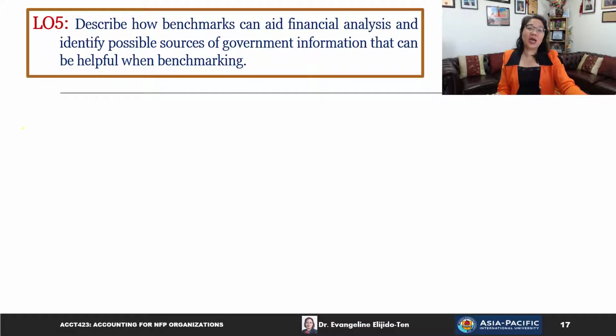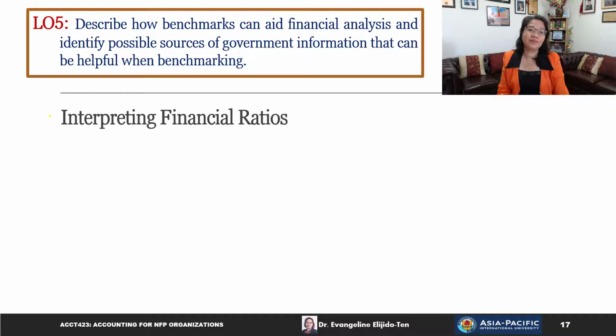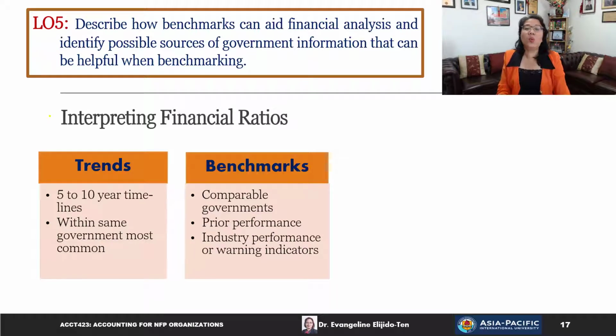Finally, let's look at learning objective 5. This is where we will describe how benchmarks can aid financial analysis and identify possible sources of government information that can be helpful when benchmarking. So when interpreting financial ratios, it's important to look at trends as well as benchmark it with another standard.